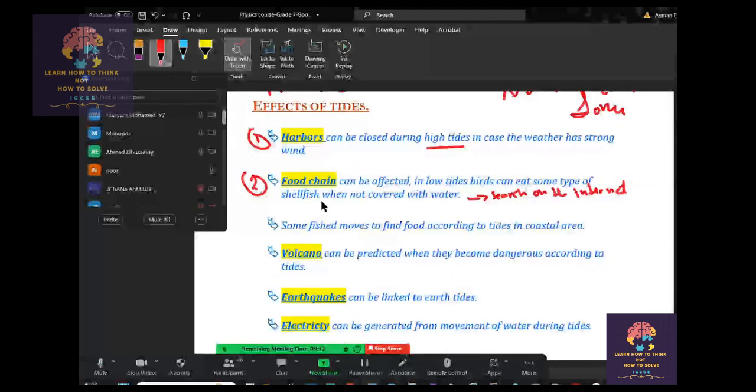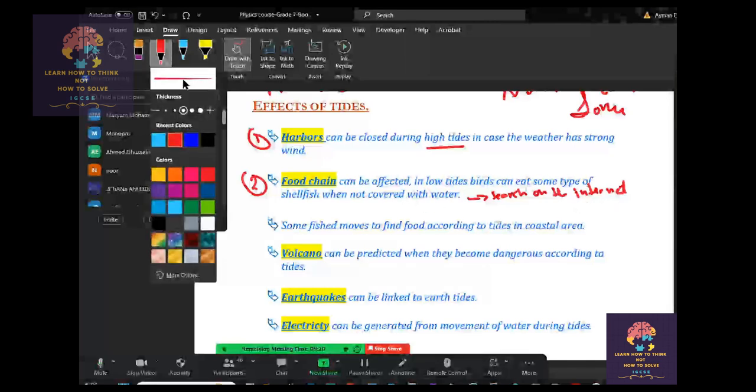Okay. We said that during low tide, birds can eat some type of shellfish when not covered with water. Okay? And I need you to search this on the internet. Okay? Please. Don't forget.